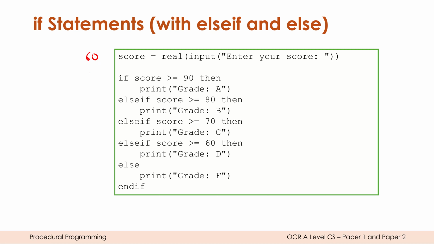If I got a score of 60, we check the first condition. That's not true. So we go to the next one. That's also not true.